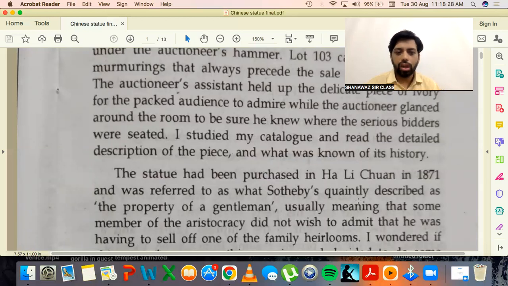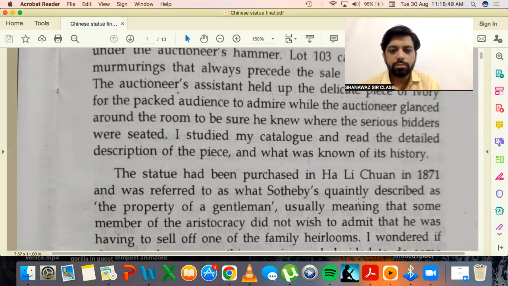So this place is in China and was referred to as South Bay. Quaintly described it. South Bay is the auction house in which the story begins. It is in London. The property of a gentleman. तो साउथ वे में जो कैटलॉग बनाया था उसमें ये लिखा हुआ था, ये एक प्रॉपर्टी एक जेंटलमैन का है.